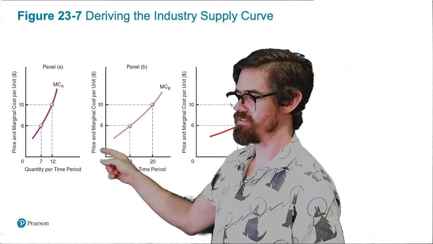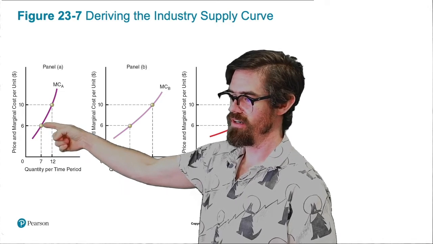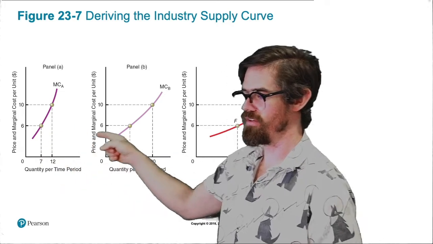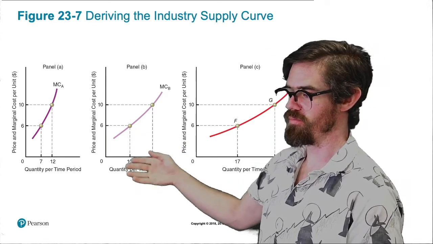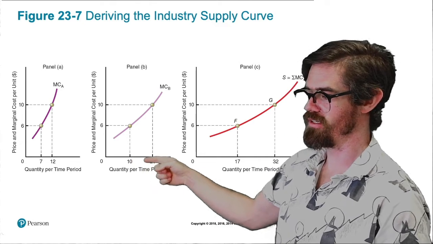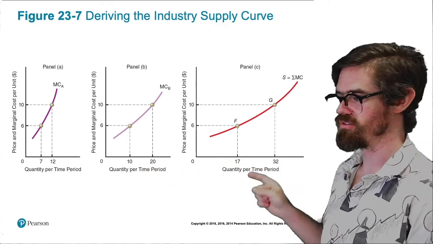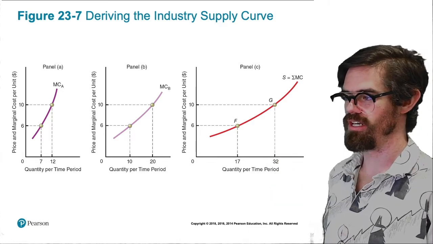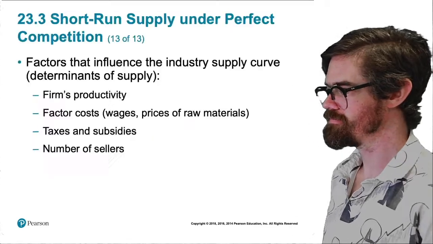So just to go through an example, suppose that the price is $6. Firm 1 would produce 7, firm 2 would produce 10. So if those two firms constituted the market, together they would, as a market, produce 17 at a price of $6. And then you could do the same thing if the price was $10. That's the nature of horizontal summation.